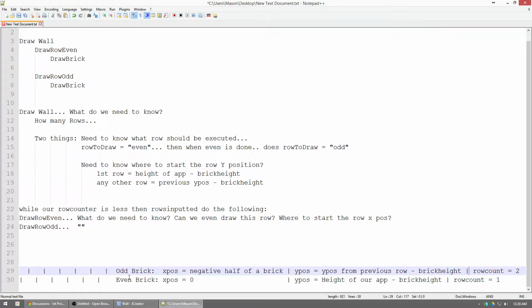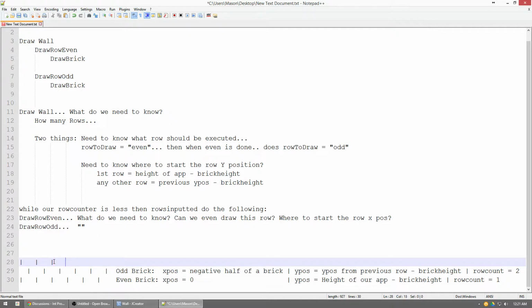So if I need 5, all right, row count equals 0, and we have rows inputted 5, so as long as row counter is less than rows inputted, do the following. Right now we haven't drawn anything, so 0 less than 5, yeah. Draw the first row, okay, 1. Is 1 less than 5? Yeah, it is, so we keep going. We draw a second one, so it goes to 2. 2 is less than 5.